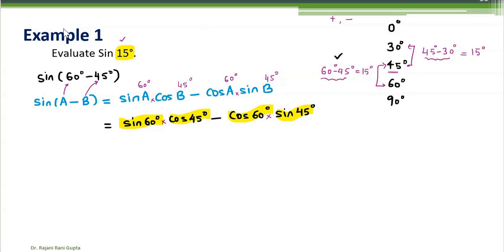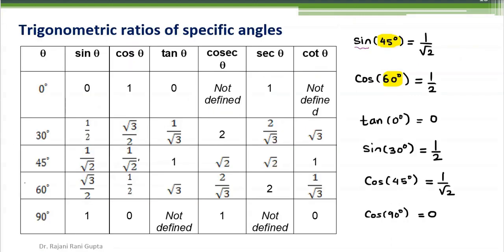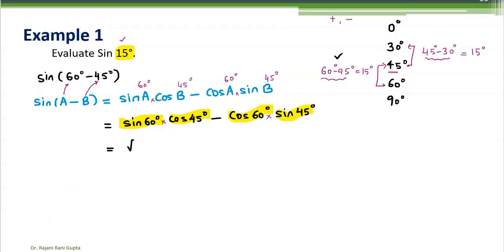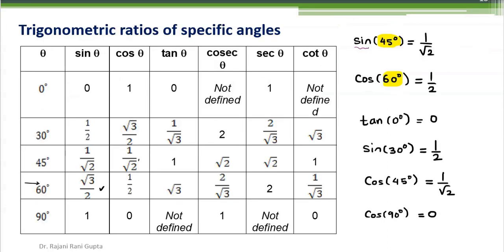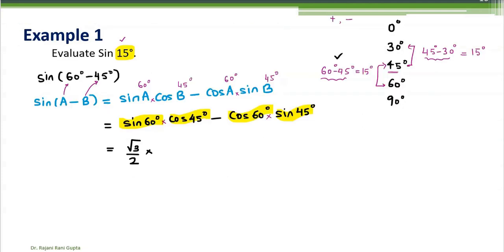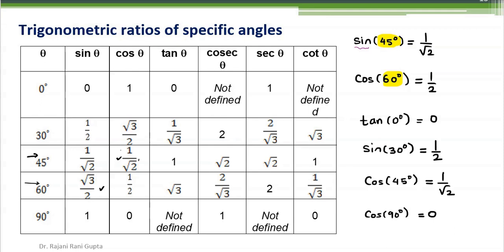So we need sine of 60 degree. So we'll look here, 60 degree and sine. So the value is root 3 over 2. So let's write it. Root 3 over 2 multiply cos of 45 degree. So 45 degree and cos, it is 1 over root 2. Let's write times 1 over root 2 minus cosine of 60 degree. Again 60 degree, but this time we need cos.